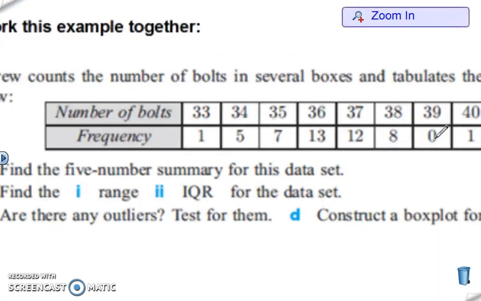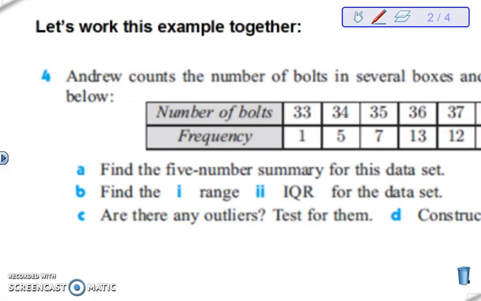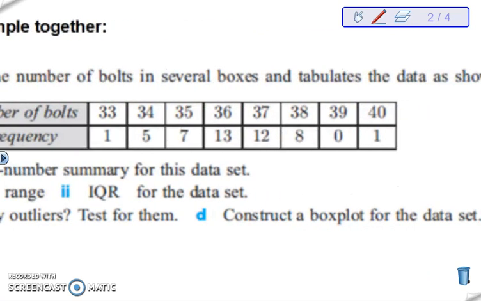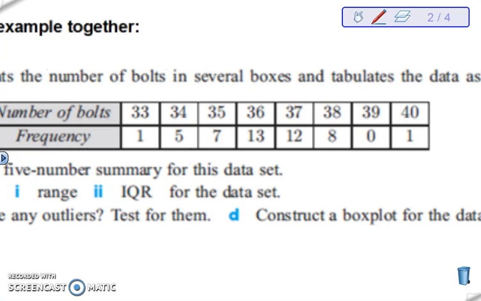Well, let's first figure out the 5-number summary. Again, we're looking at a frequency table. That means we have to take into account how many times each number repeats. Now it's not going to have any effect on our min or max, right? So my min is still 33. My max is still 40. But it will have an effect on the median and the 2 quartiles.